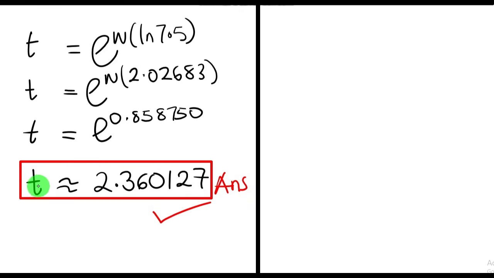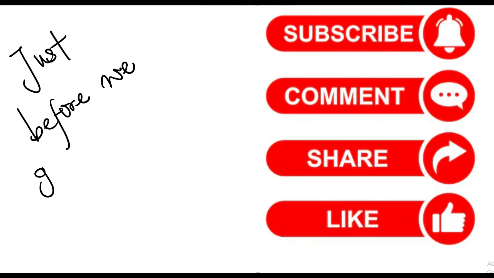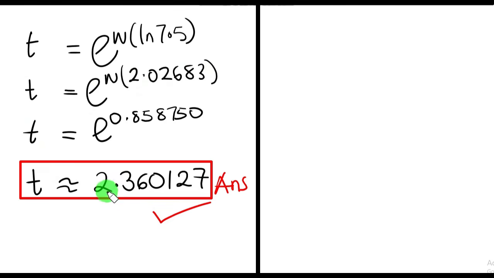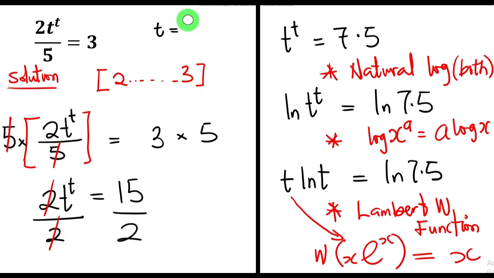Remember, from the beginning we speculated what the value of t is likely to be. We said that wherever t is going to be, it's going to be between 2 and 3: above 2, and not up to 3. And exactly that is the way it is, as was suggested. 2.360127 is between 2 and 3. t equals 2.360127.